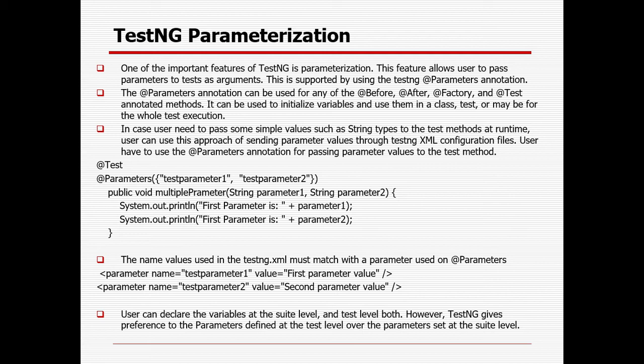In case the user needs to pass some simple values such as string types to the test method at runtime, the user can use this approach of sending parameter values through the TestNG XML configuration file. The user has to use the @Parameters annotation for passing parameter values to the test method, right? First, you need to open the TestNG XML file, then you need to add a row, parameters. You need to add some names and values. So if you want to enter multiple parameters, you have to use multiple rows, right? And whenever you are creating a class and in the class there is a test annotation, it can be before, after, or factory, you can use the parameters before that.